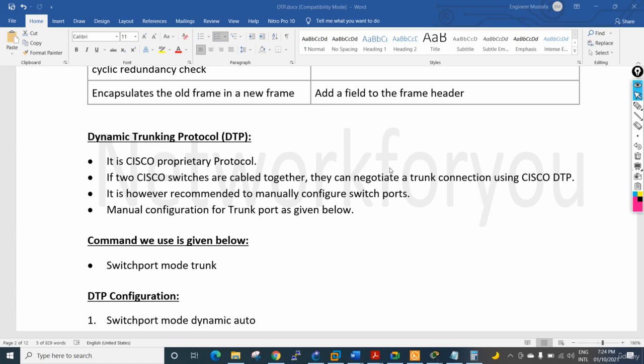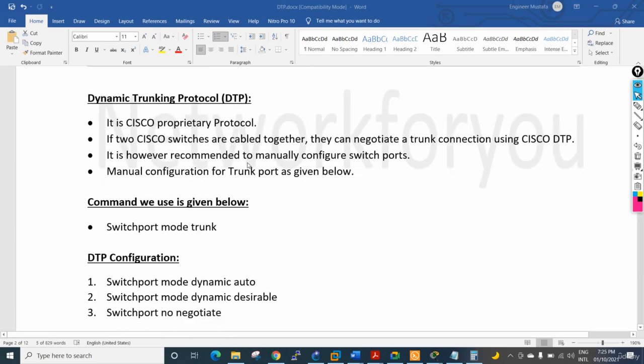So now what we are saying is dynamic trunking protocol. Dynamic trunking protocol is Cisco proprietary, which means it is enabled on Cisco devices and will work only on Cisco devices. And here, if we connect two switches, if we cable them together, same thing as we observed just now, I have two switches and I connected the two switches.